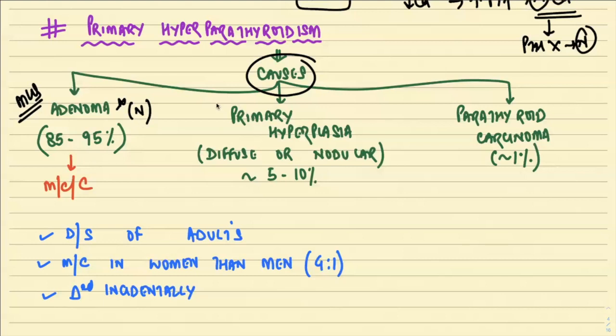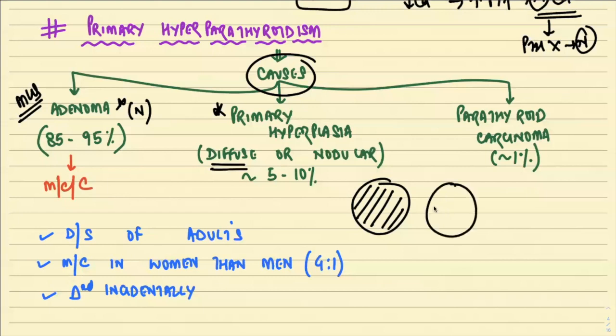The second very important cause of primary hyperparathyroidism is primary hyperplasia, which might be diffuse. That means it can involve the entire gland. If this is a parathyroid, diffuse means the entire gland is involved. Or it might be nodular, that means some portion of the gland will be involved in the form of nodules. These are the portions which are showing hyperplasia. Is this clear? And lastly, in 1% of the cases, as I told you, parathyroid carcinoma might be the underlying cause.